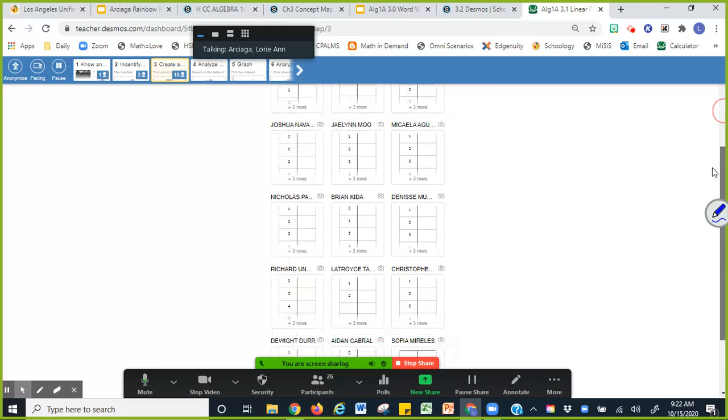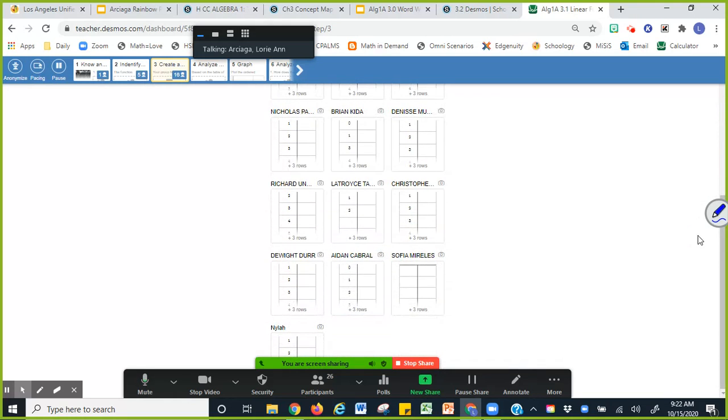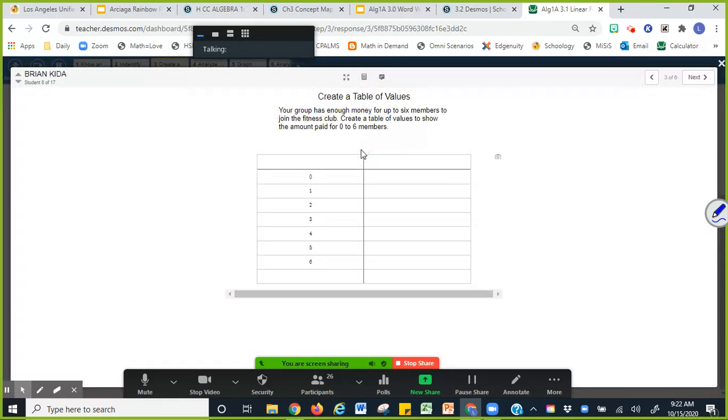So start from 0 all the way to 6. And there's a reason why I'm forcing you to start from 0. Okay. So please do not miss 0. You have to start with 0. And don't forget to label your columns.